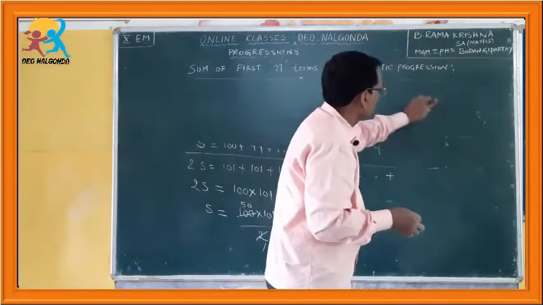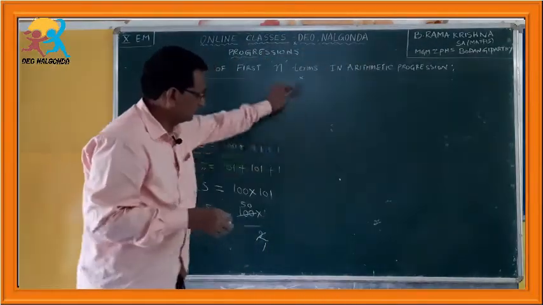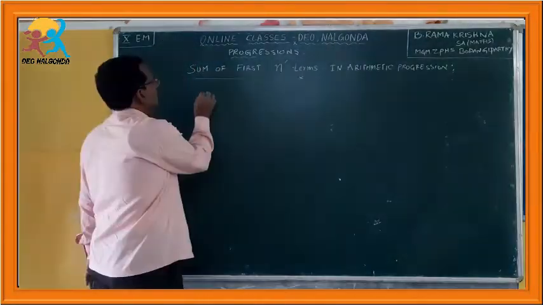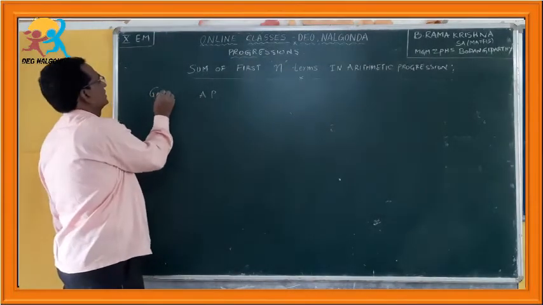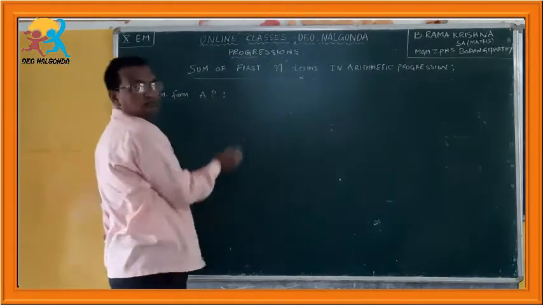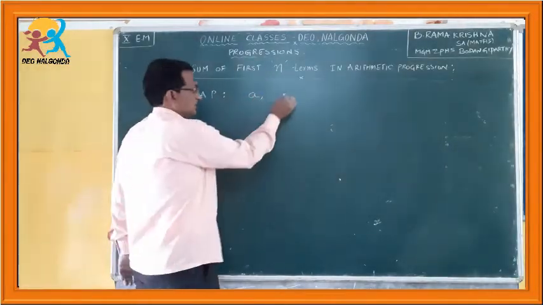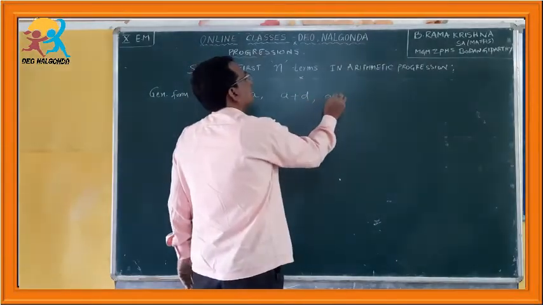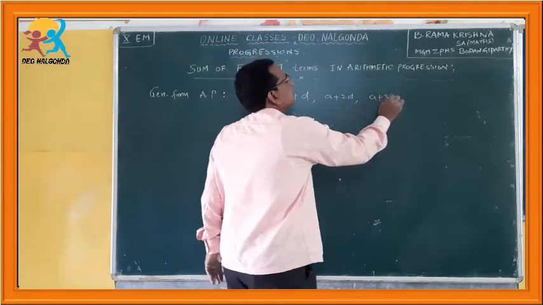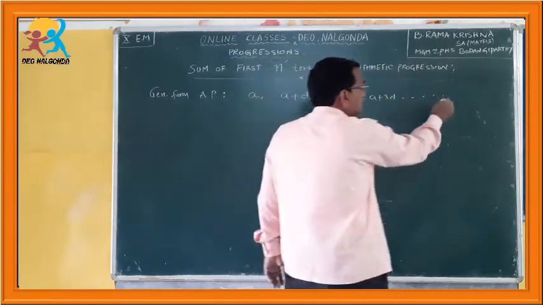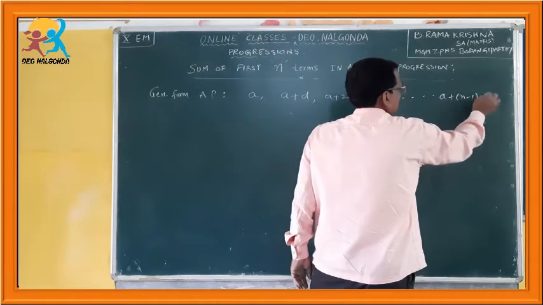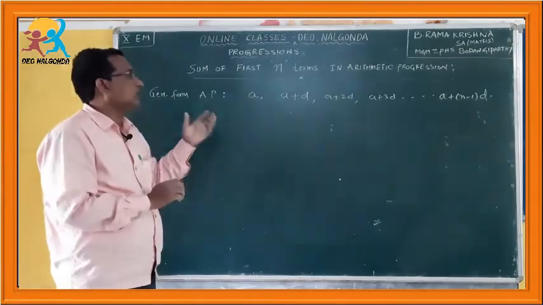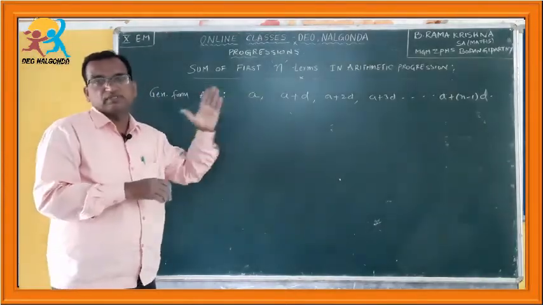For that, we should again recall the concept of the general form of an arithmetic progression. The general form of an arithmetic progression is: first term a, second term a plus d, where the constant fixed value d is added. Next a plus 2d, next a plus 3d, and so on. What is the nth term? a plus n minus 1 into d. So this is the general form of any arithmetic progression.